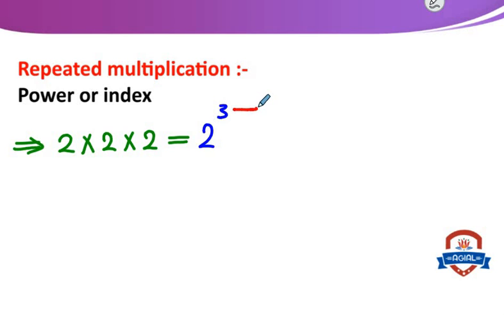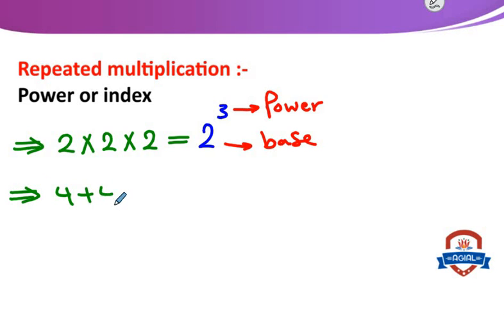3 is called the power and 2 is called the base. 2 to the power 3 means 2 repeated 3 times, 2 by 2 by 2. Another example.